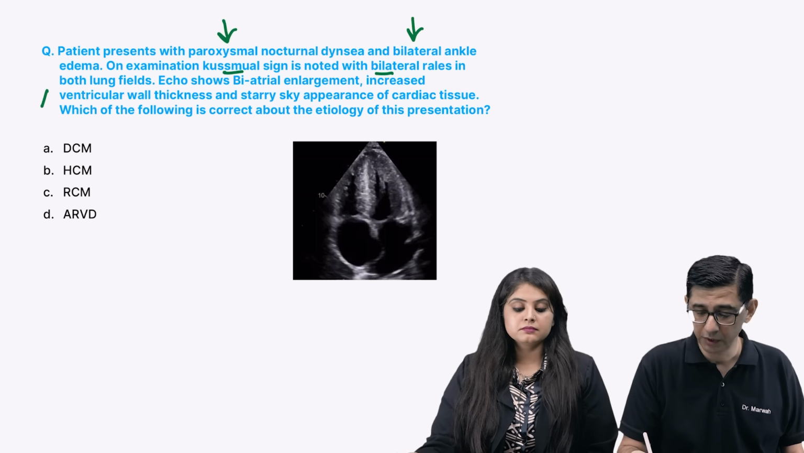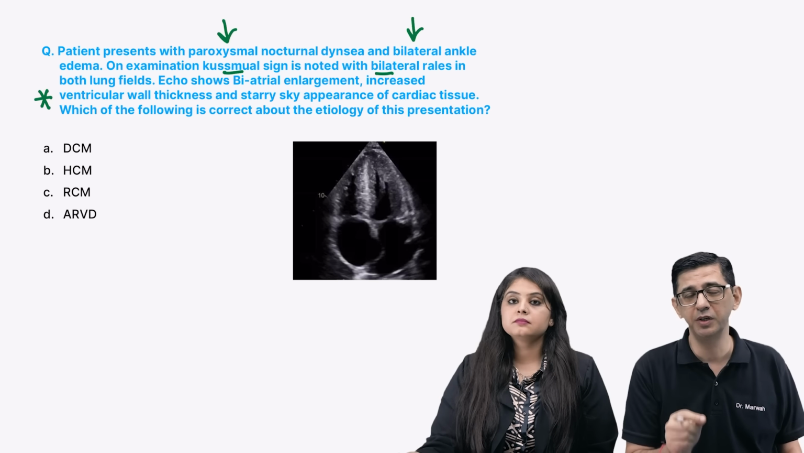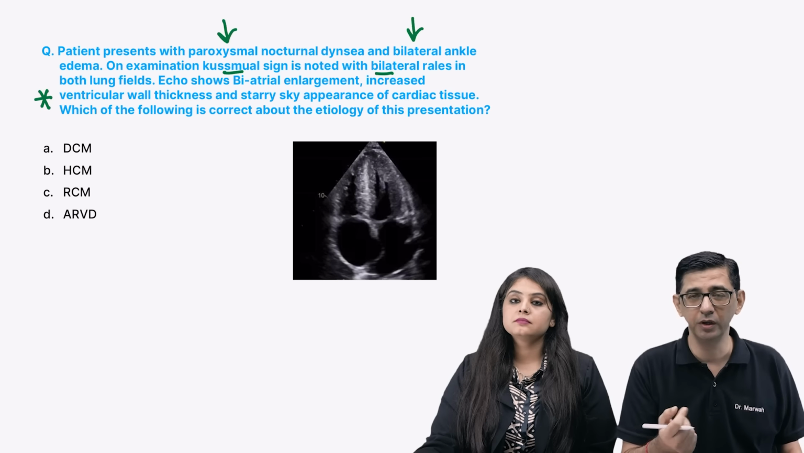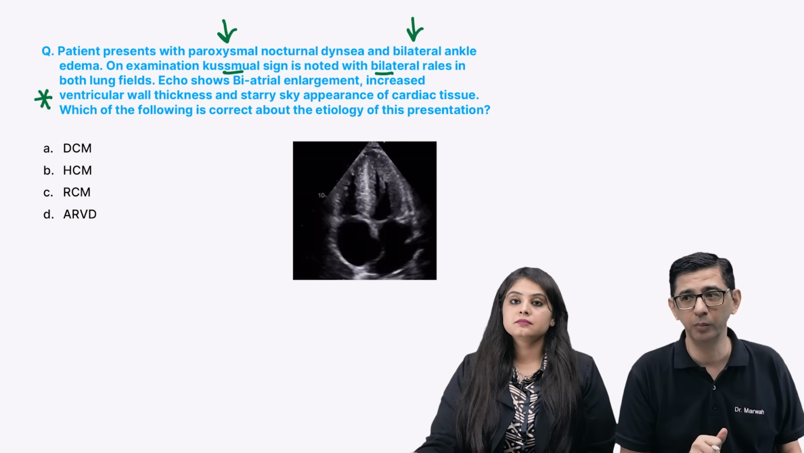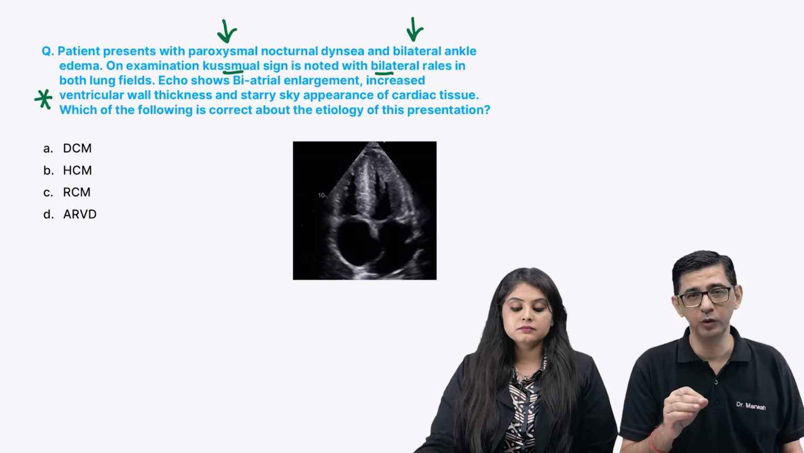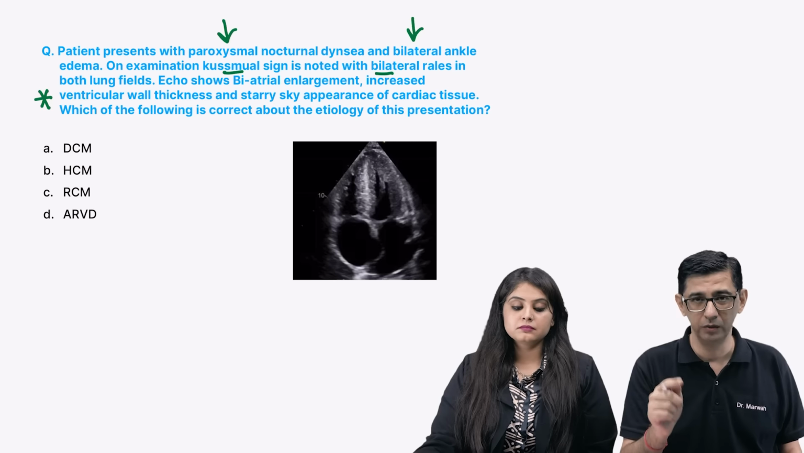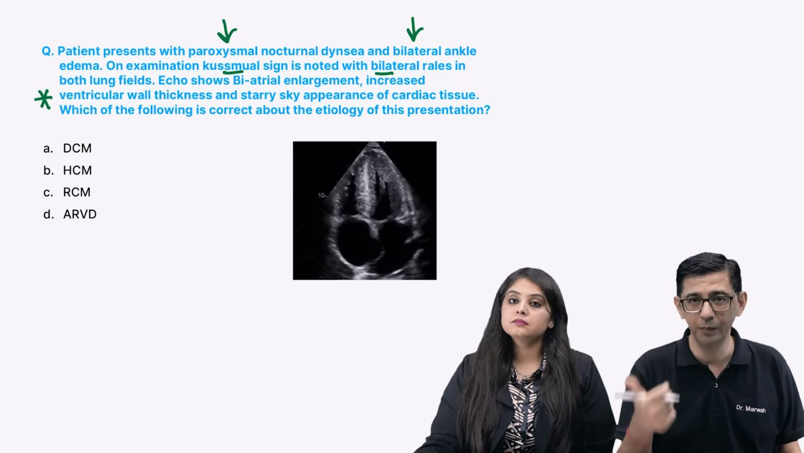Now, this is going to be a statement which can cause errors of judgment in the mind of a student, because the moment you read the words increased ventricular wall thickness, you start thinking in terms of hypertrophic cardiomyopathy. So I want to tell you that in the majority of cases of restrictive cardiomyopathy, the thickness of the RV and the LV wall is going to be normal, but the textbook says it might be increased as well.